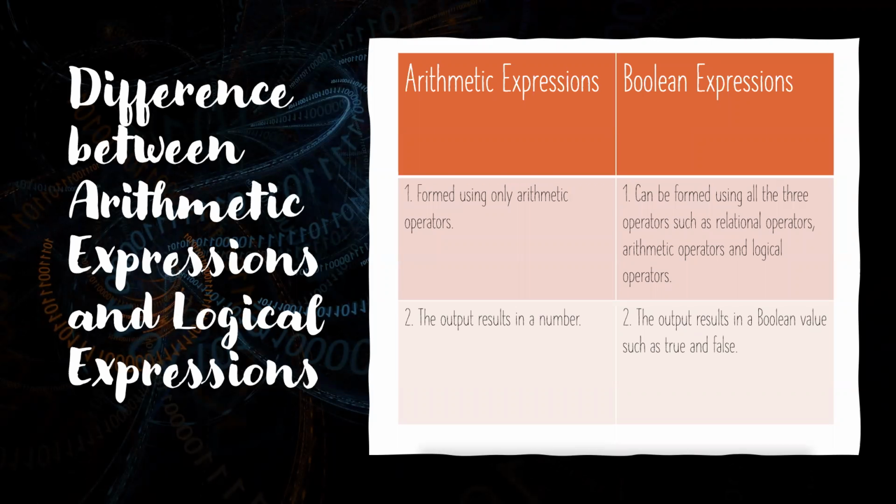Finally, we look into the difference between arithmetic expressions and logical expressions. Arithmetic expressions, as we learned before, are formed only using arithmetic operators, while Boolean expressions can be formed using all three operators, such as relational operators, arithmetic operators, and logical operators in the circumstance of a complex logical expression. In arithmetic expressions, the output always results in a numeric value or an arithmetic value, while in a Boolean expression, it results in a Boolean value such as true or false.